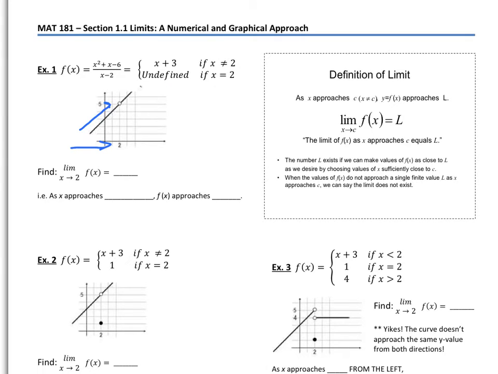And then as x approaches 2 from the right, what's happening? Well, this function is coming down in this way, and what's happening to the y values? They are also approaching 5. So as x approaches 2, from both sides, the y values are approaching 5. So that means that the limit of the function is 5.